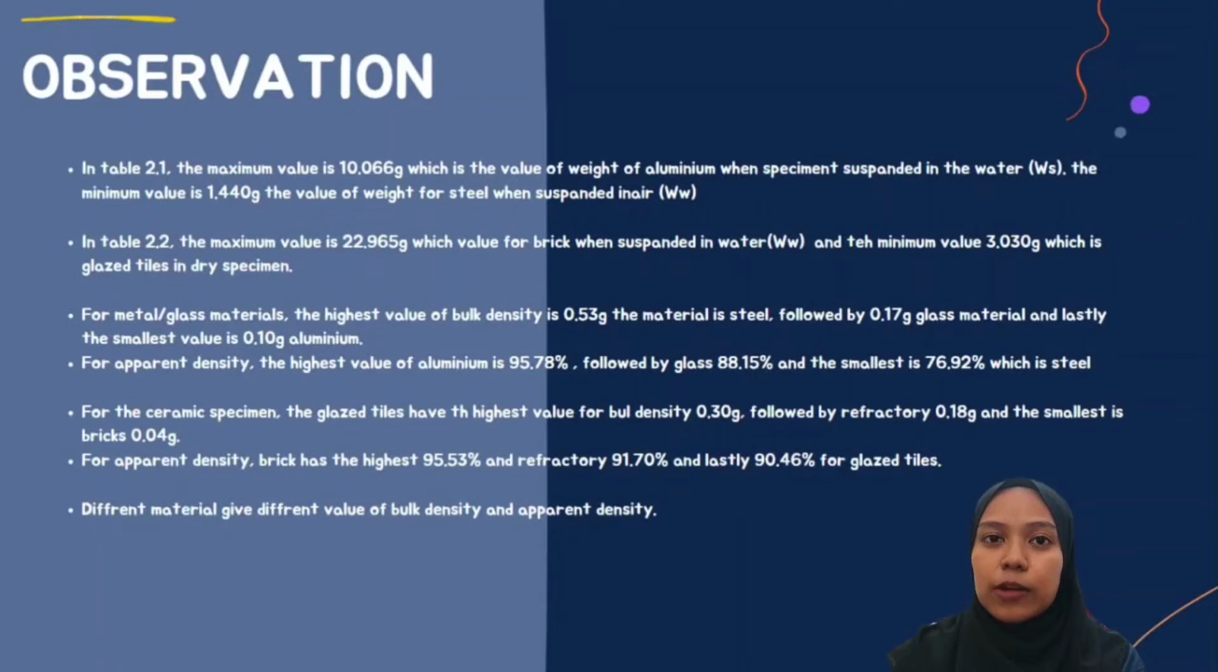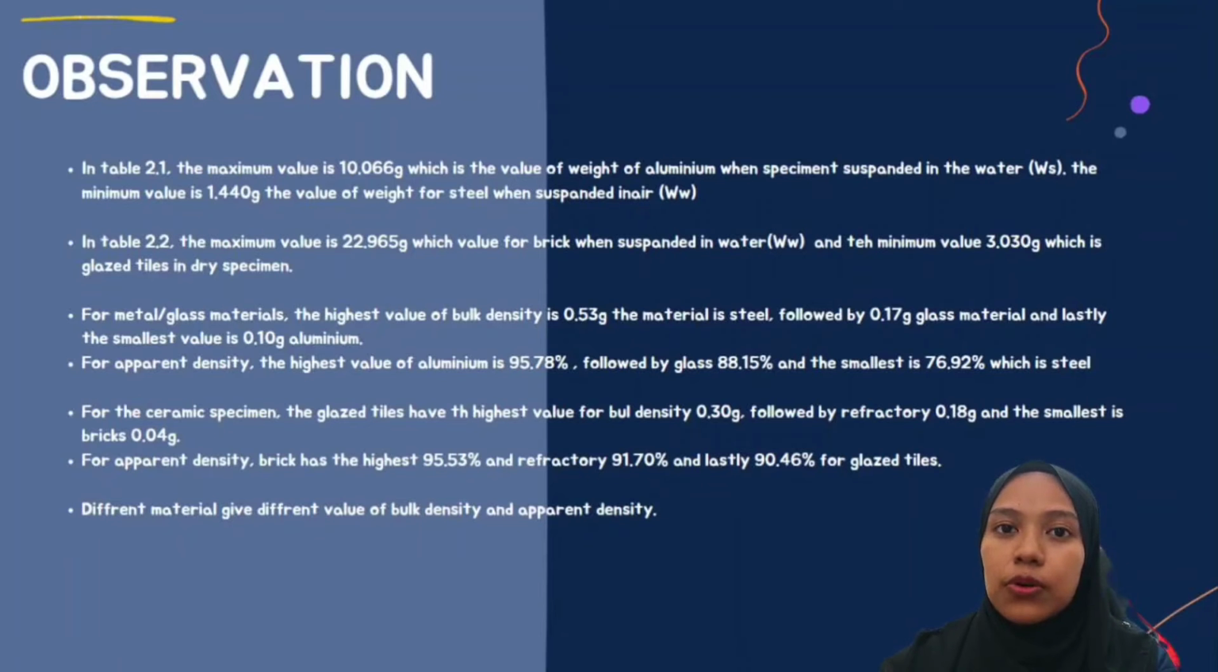For metal or glass materials, the highest value of bulk density is 0.53 gram, the material is steel, followed by 0.17 gram for glass material, and lastly, the smallest value is 0.10 gram for aluminium. For apparent porosity, the highest value is for aluminium at 95.78%, followed by glass at 88.15%, and the smallest is 76.92%, which is steel.